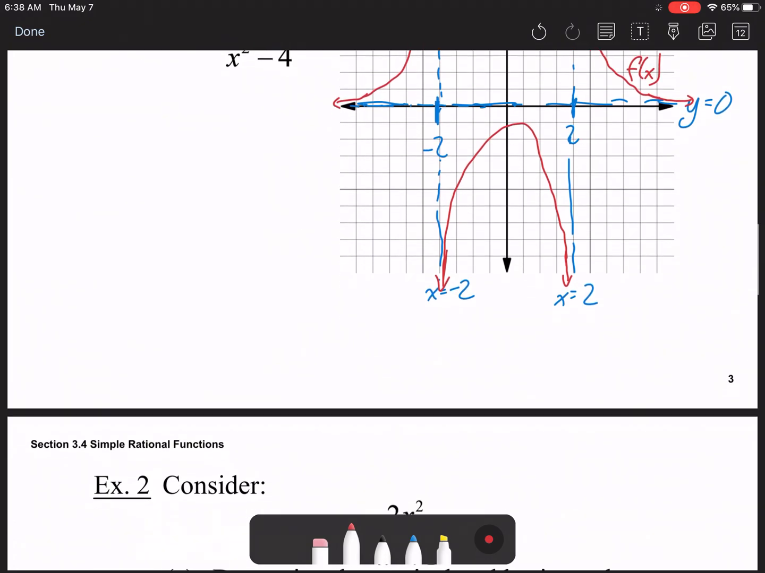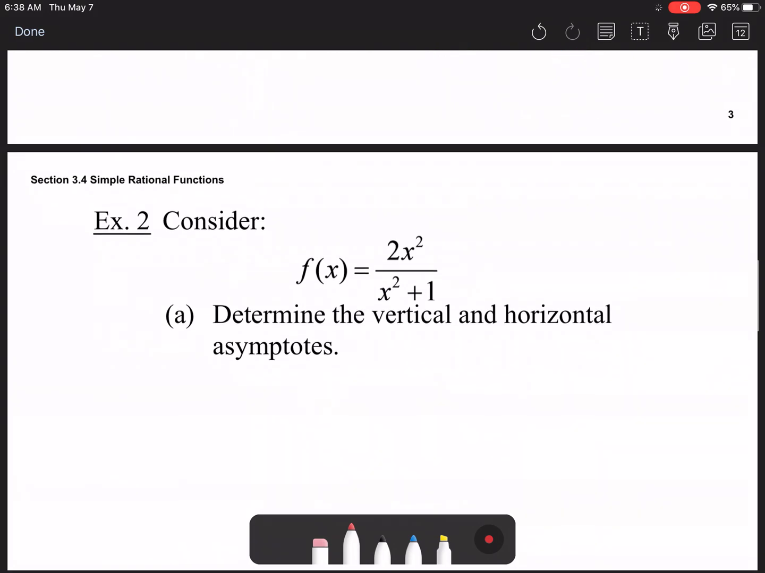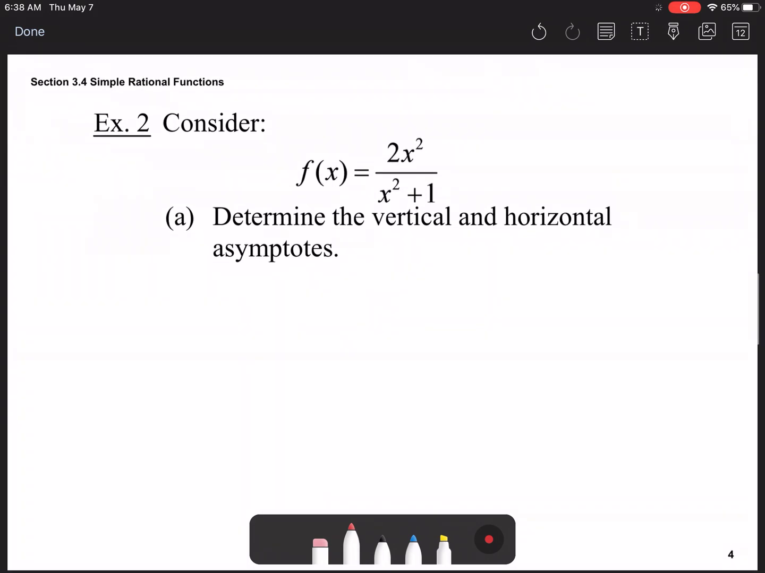So let's look at one that doesn't fit that same conformity. In this case, to figure out the vertical asymptote of this function, f of x equals 2x squared over x squared plus 1, you cannot solve for x in the denominator. So this one has no vertical asymptotes.